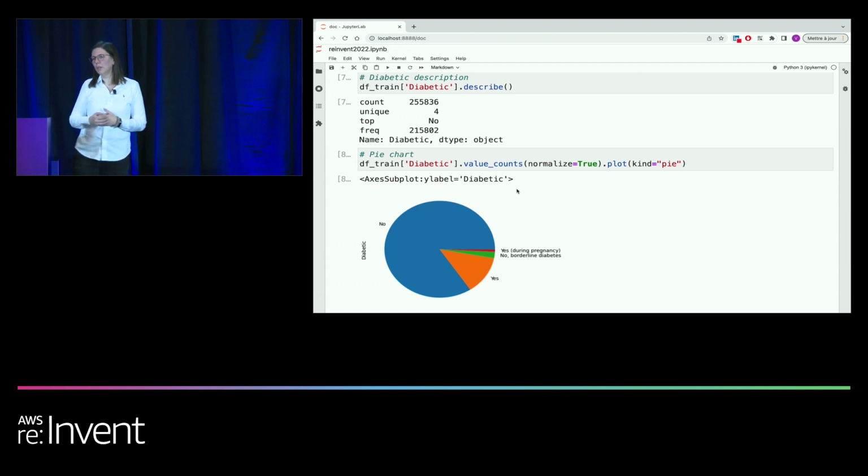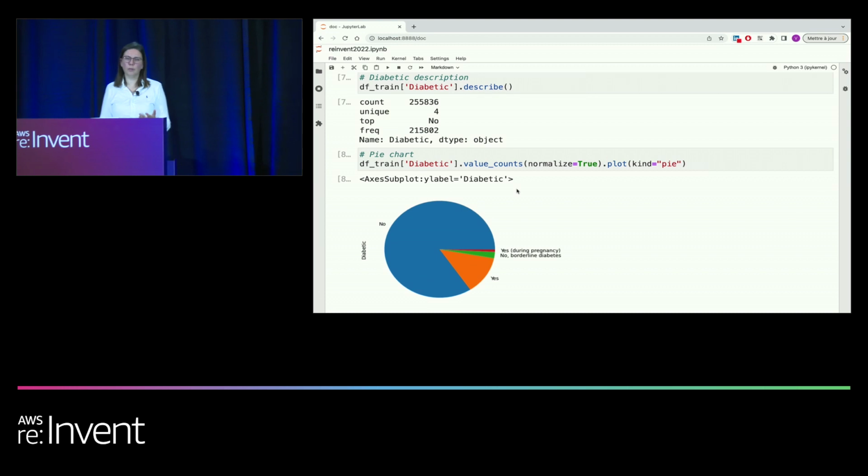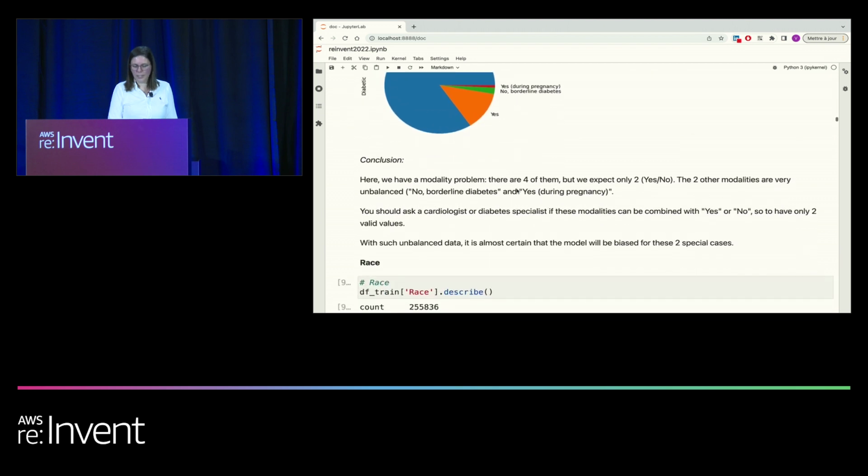So there is no solution that you will be able to use every time. You will have to think about that, and what can I do with them? Here we will do something very simple. The yes during pregnancy will go in yes, and the no borderline will go in no, but it was my choice. I think it's not the good one.